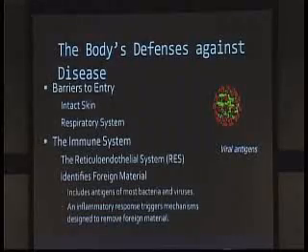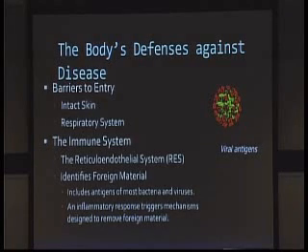Okay. So now we're going to move on to talking about the body's defenses. We have natural defenses: intact skin and the respiratory system naturally filter disease. And then we get into the specialized defenses that the body has. The reticuloendothelial system is what identifies foreign material and then triggers an inflammatory response to that, for the things that get by the initial barriers.